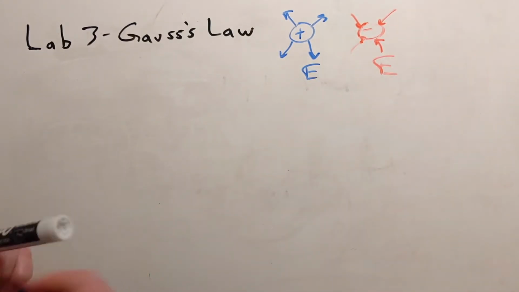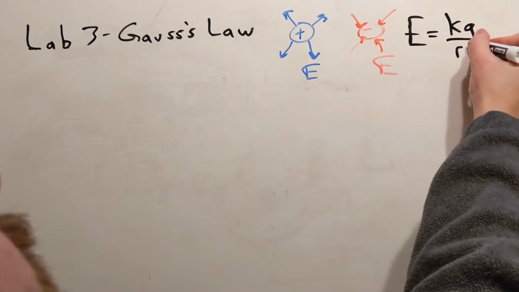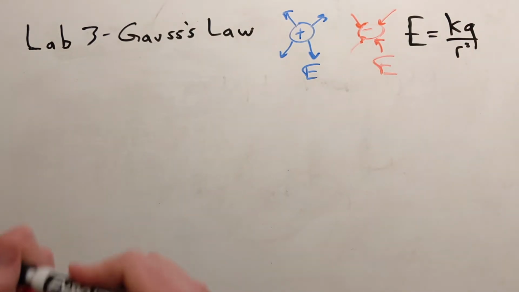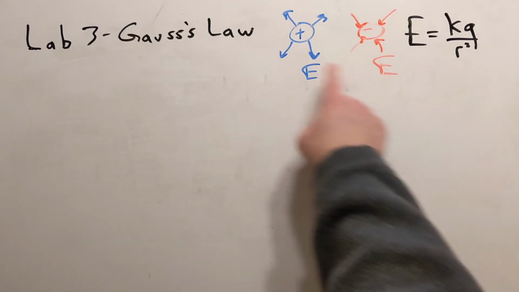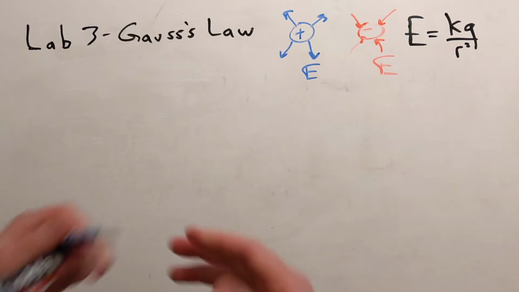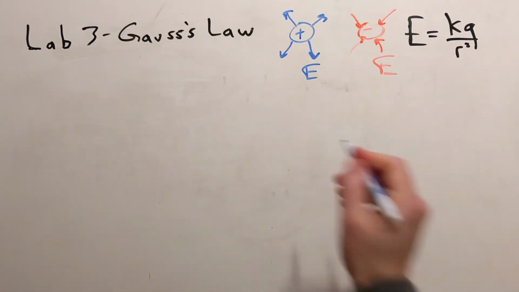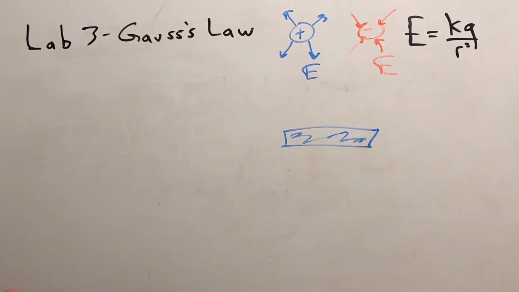And if you're going to solve that problem, you would probably just use the equation E equals kq over r squared, where q is the amount of charge of those point charges, and r is the distance away from that point charge. And if there's multiple point charges, you would just add up the vectors and so on and so forth. But what would happen if you had not just a few point charges, but a whole distribution of charges? What happens if you had an entire surface that was charged?